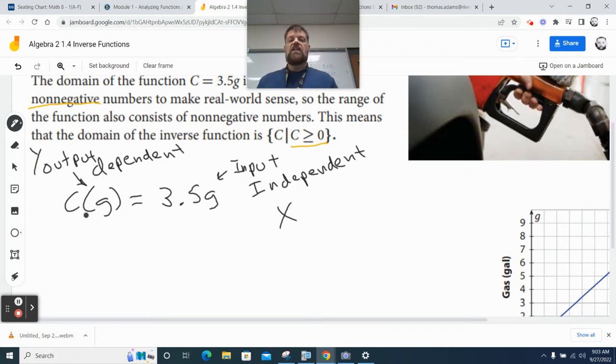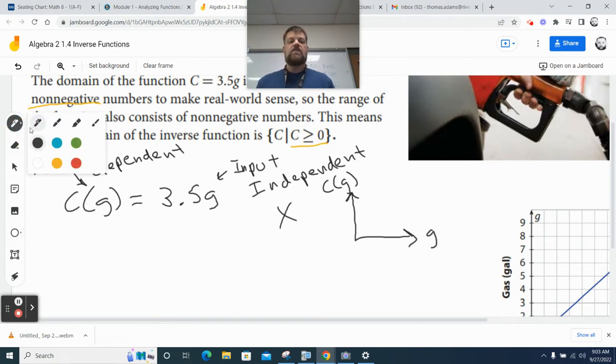So then that means C of X would be the cost. So if I were to look at the graph of this thing, I would have C of G as my y-axis, and then G would be my x-axis. And I'd have some graph that has a slope of 3.5 that would go through the origin looking like this. Okay?